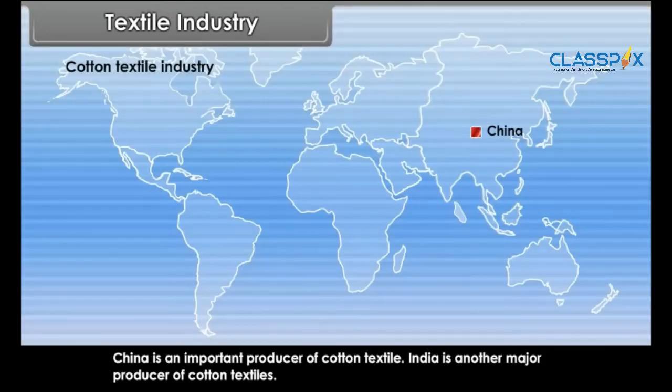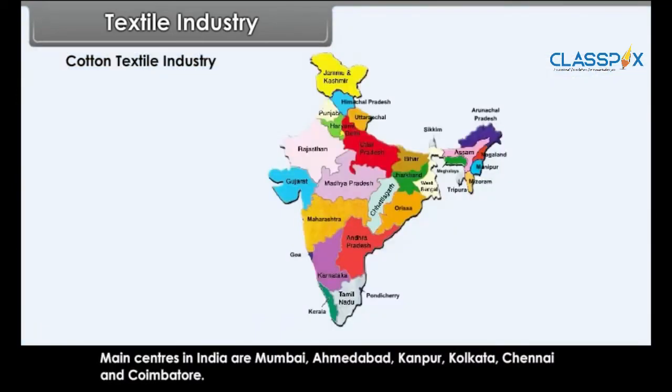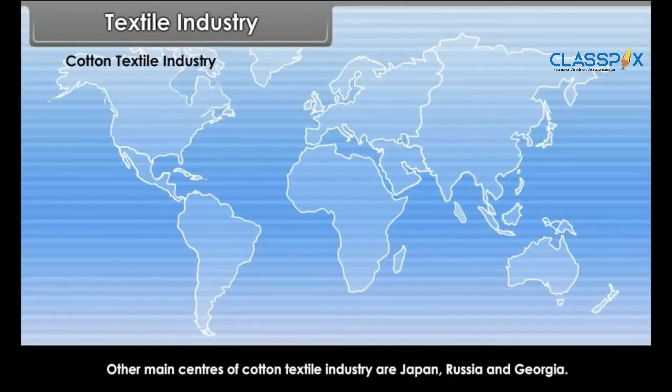China is an important producer of cotton textile. India is another major producer of cotton textiles. Main centers in India are Mumbai, Ahmedabad, Kanpur, Kolkata, Chennai and Coimbatore. Other main centers of the cotton textile industry are Japan, Russia and Georgia.